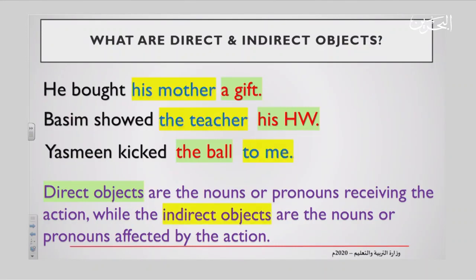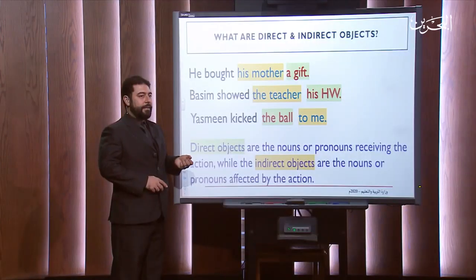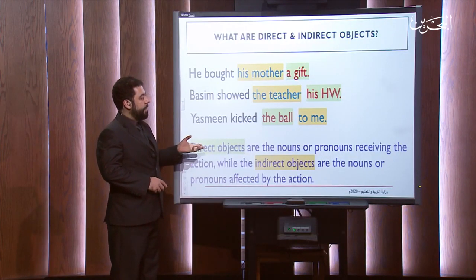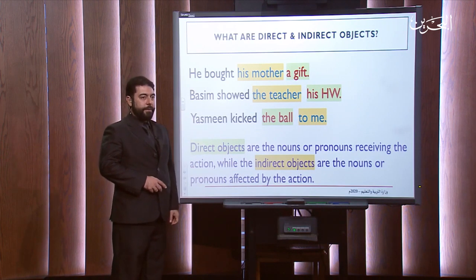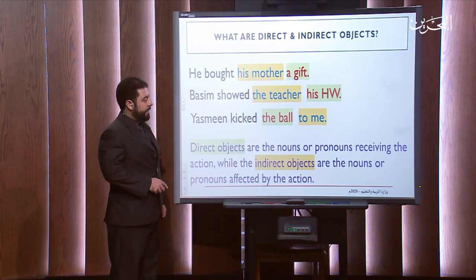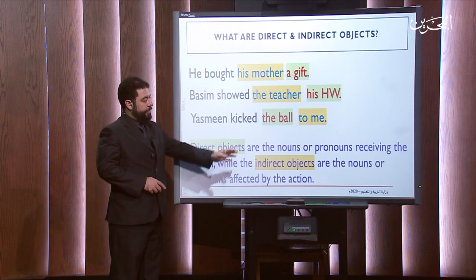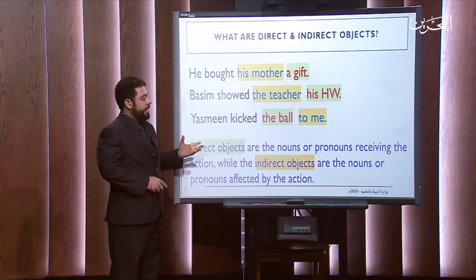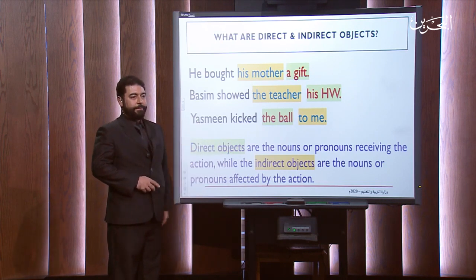Indirect objects are nouns or pronouns affected by the action. So his mother is affected by the buying of the gift. The teacher is affected by the showing of the homework. And me is affected by being kicked, the ball to me.